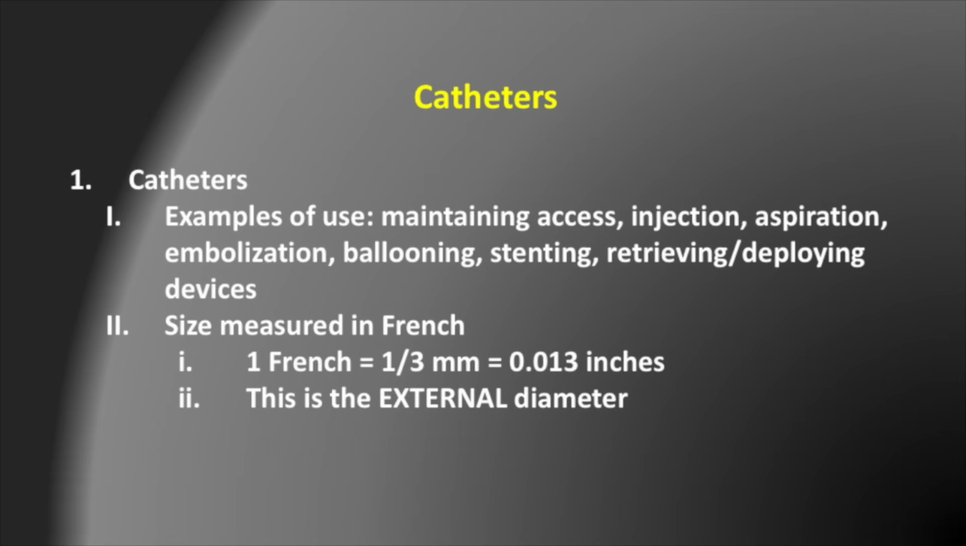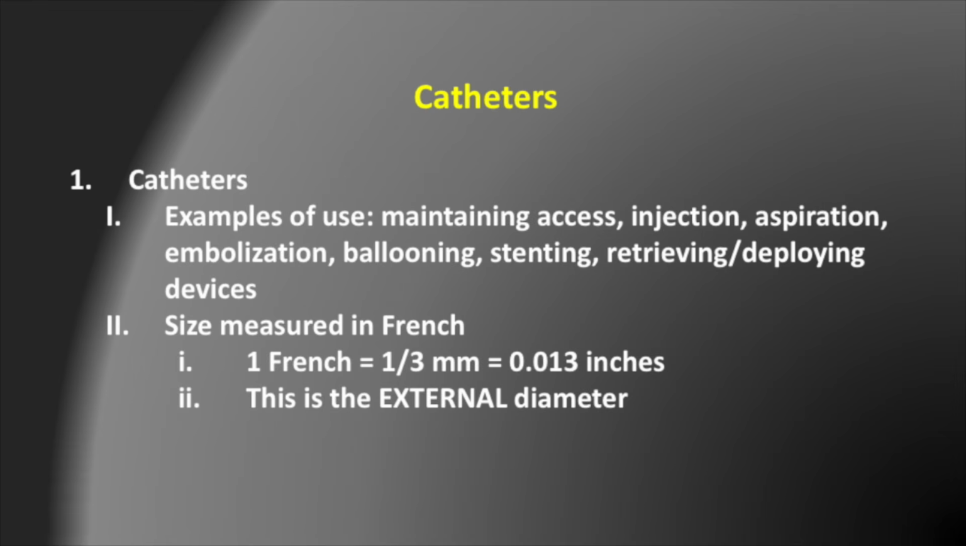Catheters are measured in French, and 1 French is 1/3 of a millimeter and 0.013 inches. So if you have something that's 5 French, if you divide that by 3, it'll give you the millimeters. And the most important thing to remember about a catheter is that the French size is the external diameter of that catheter. And this will become more important as we start to discuss sheaths.